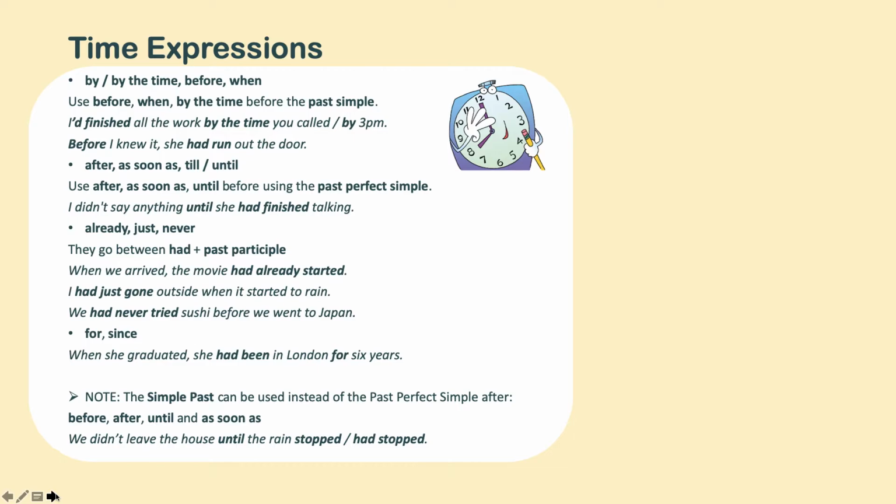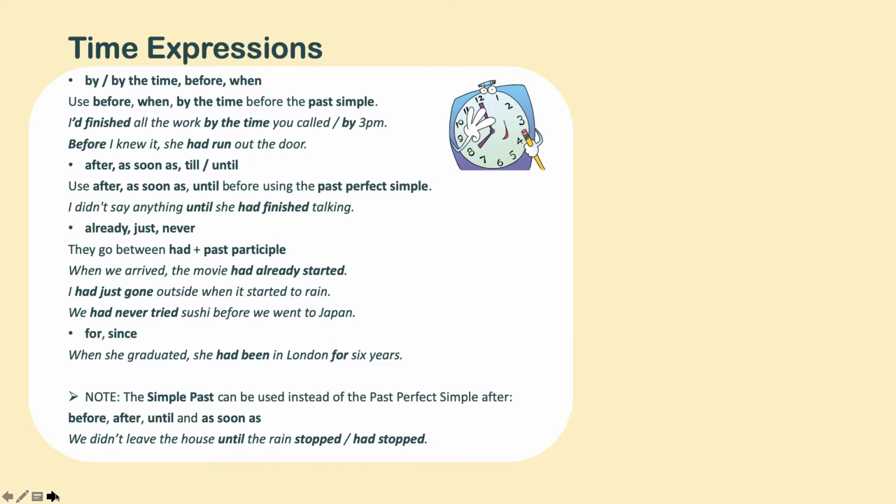For and since. We use for with a period of time, and we use since with a point in time. For example, when she graduated, she had been in London for 6 years. For 6 years is a period of time.